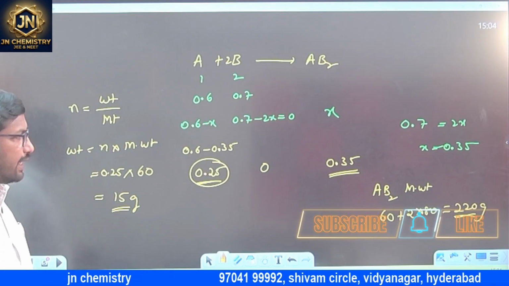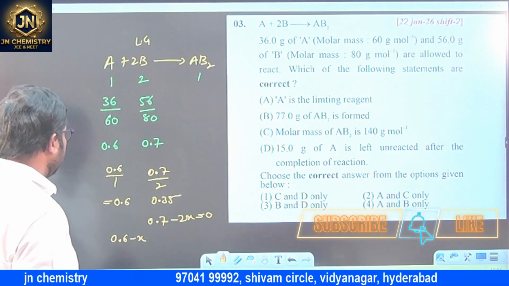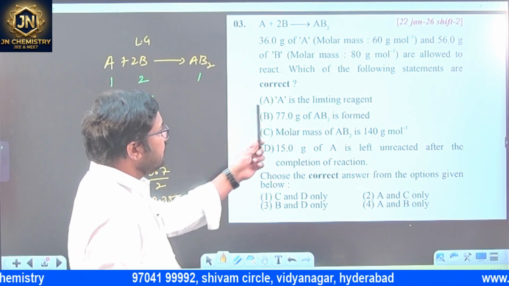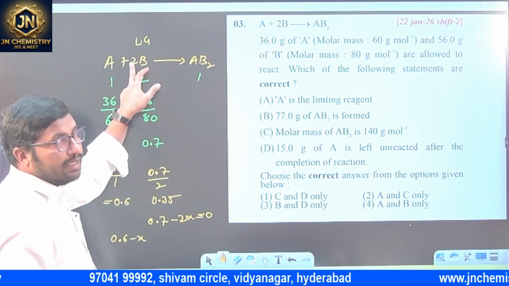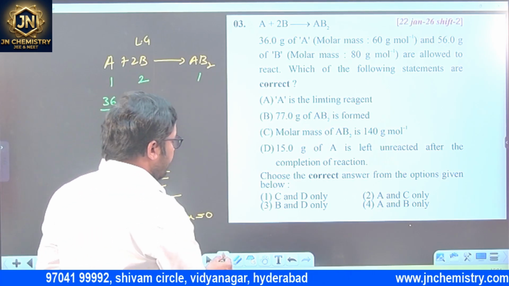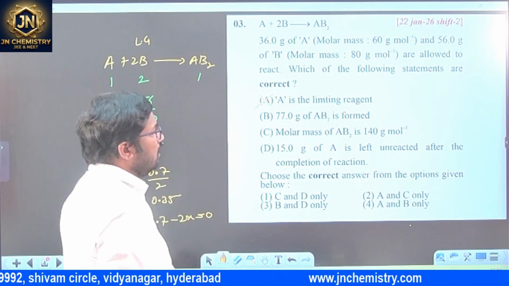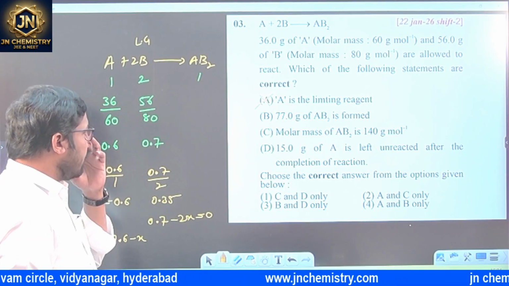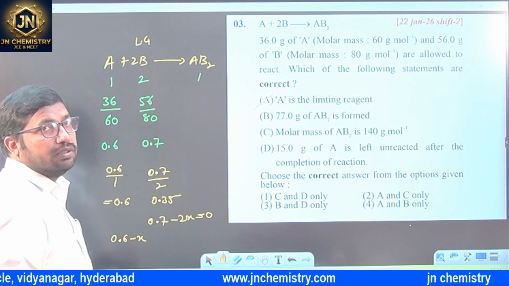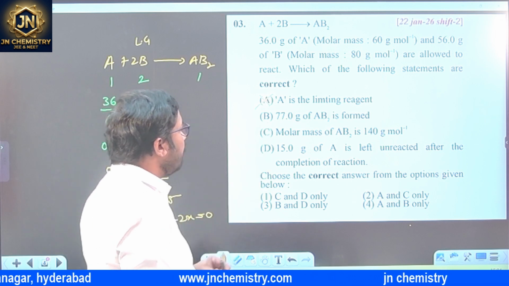Now we will go back and cross-check. Is A the limiting reagent? Obviously B is the limiting reagent, which means that option is wrong. And 77 grams of AB2 is formed, which is 0.35 moles.